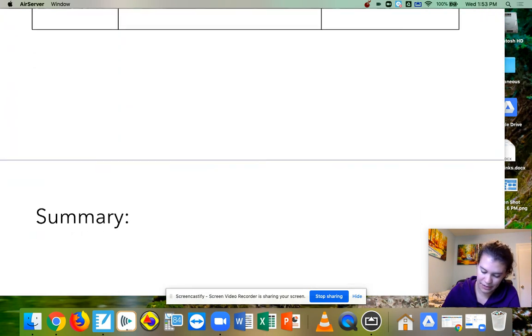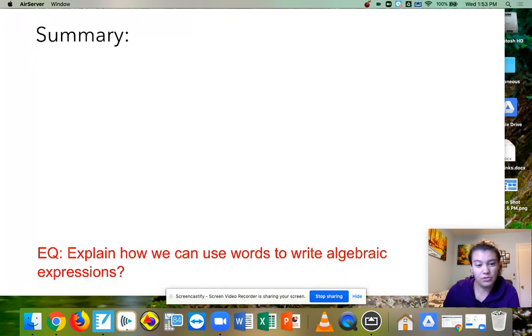Okay, we're going to skip this page, but that's the end of the notes. So at the end of your notes, think of some sort of summary from today. Everything we talked about, how could you summarize that in a sentence or more?